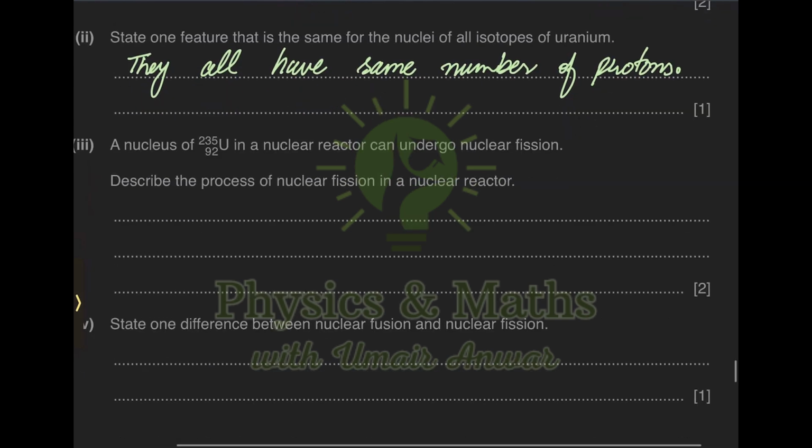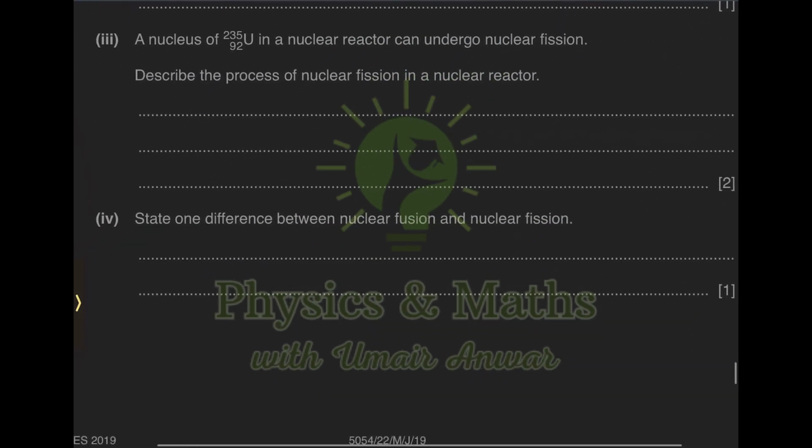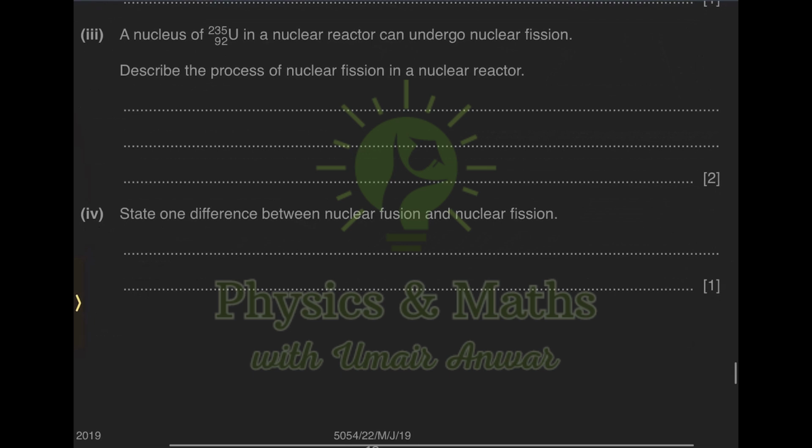A nucleus of uranium-235 in a nuclear reactor can undergo nuclear fission. Describe the process of nuclear fission in a nuclear reactor. So the fission starts when a neutron hits the nucleus of a uranium and it is temporarily absorbed by the nucleus, which creates a greater instability within the nucleus, and then the nucleus splits up and more neutrons are formed, releasing a high amount of energy.